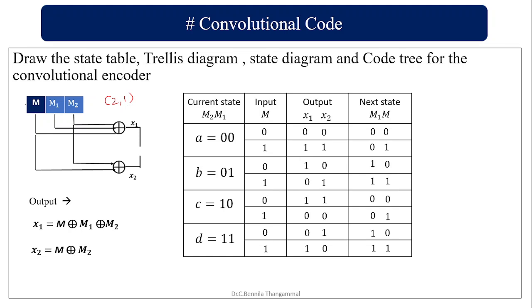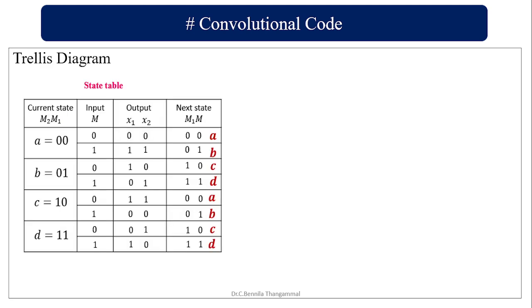Now we have your next state in terms of A, B, C, D. So 0 0 is A, 0 1 is B, 1 0 is C, and 1 1 is going to be your D. So with this state table, we are going to get your trellis diagram, state diagram, and code tree. So we'll get your trellis diagram first.